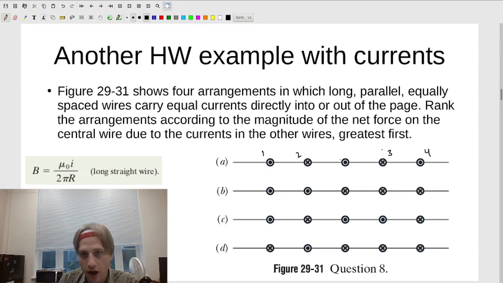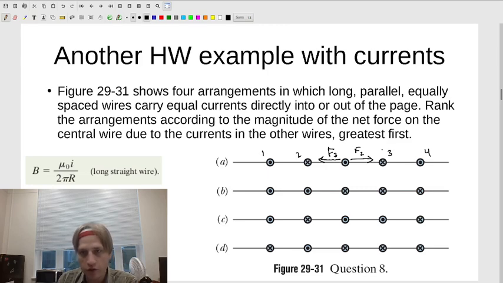These are moving in opposite directions. Wire 2 has a current that's moving into the page. The middle wire has a current that's moving out of the page. So they are going to repel, and so the force from 2 is going to be in this direction. The force from 3 is going to also repel. It's going to be in that direction.